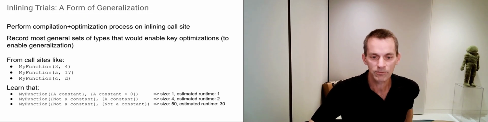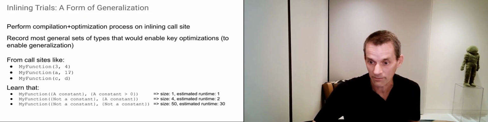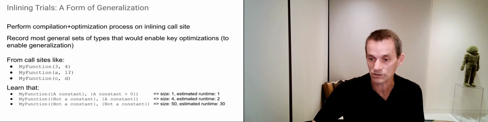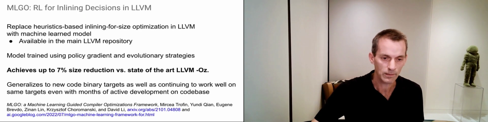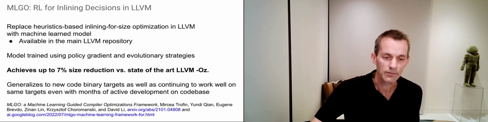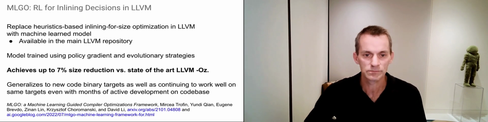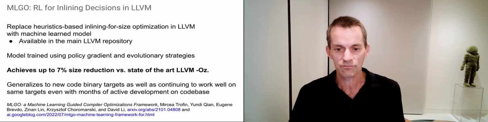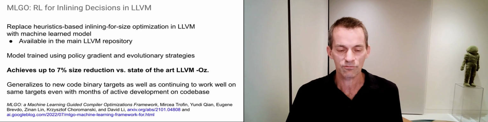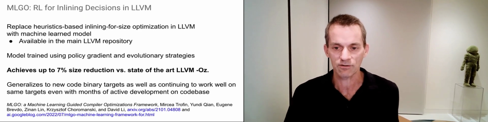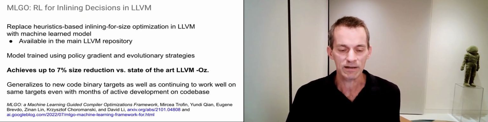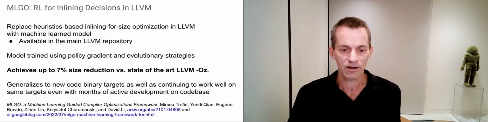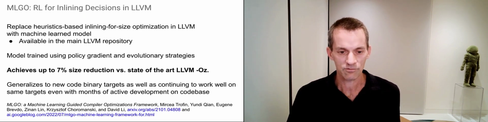And if you call it with two things that are not constants, then the code size is actually quite large, and the estimated runtime is also quite large. So this is kind of a learned approach, but not using traditional machine learning algorithms. It's really just trying to track what optimizations were done and then create the most general set of types that would enable those kinds of optimizations.